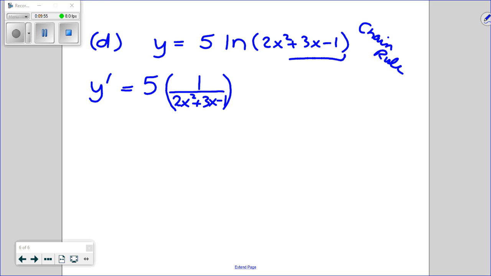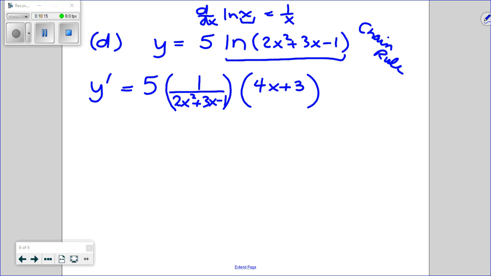So again, it kind of goes back to the derivative of natural log of x equals 1 over x. But if it's ever natural log of anything more than x, you have to use chain rule. So it's always 1 over what's in parentheses, but then times the derivative of what's in parentheses. Okay? And then when you multiply straight across, you'll end up with 5 times (4x plus 3) over 2x squared plus 3x minus 1. And that's about all we can do there.